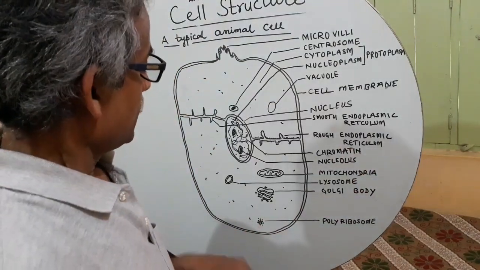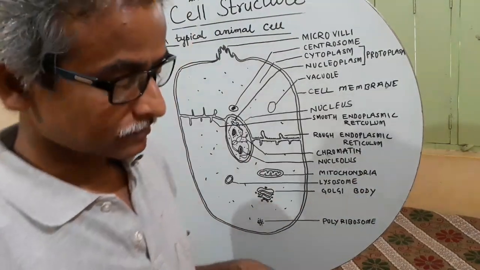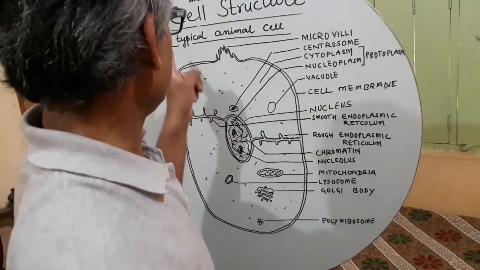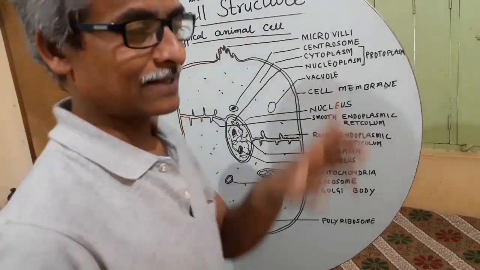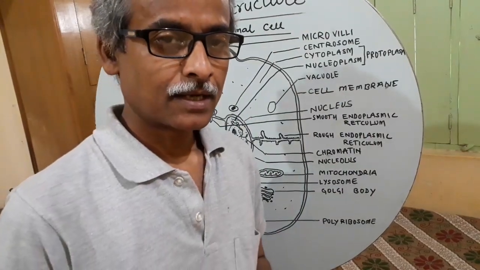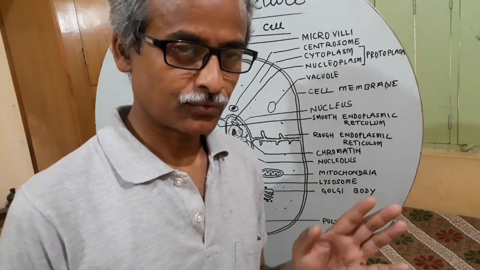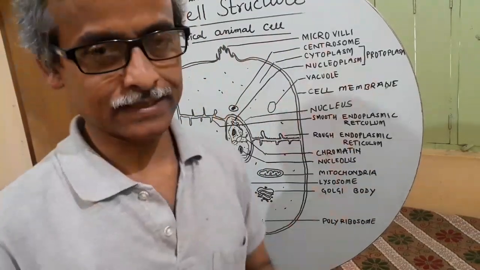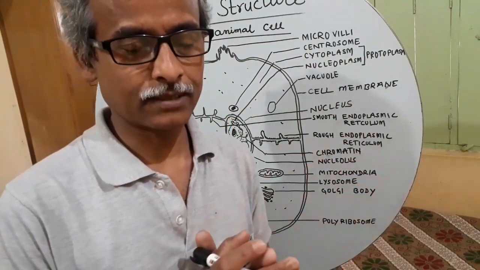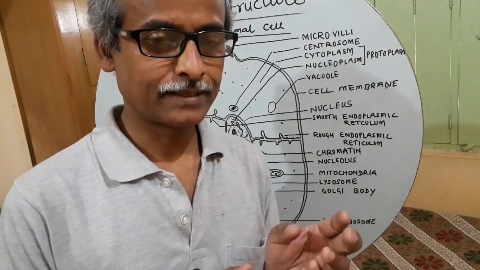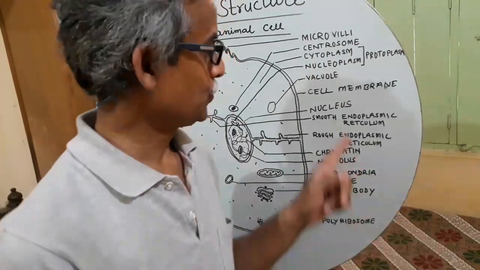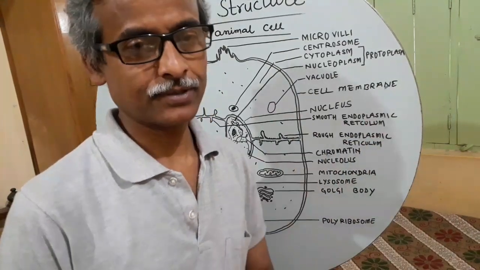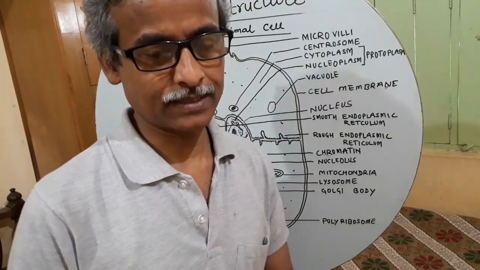In the next video, I'll present a typical plant cell. Then you will compare these both, animal cell and plant cell. And when you compare, then you find it is very easy to learn by heart the similarities and differences of animal cell and plant cell.